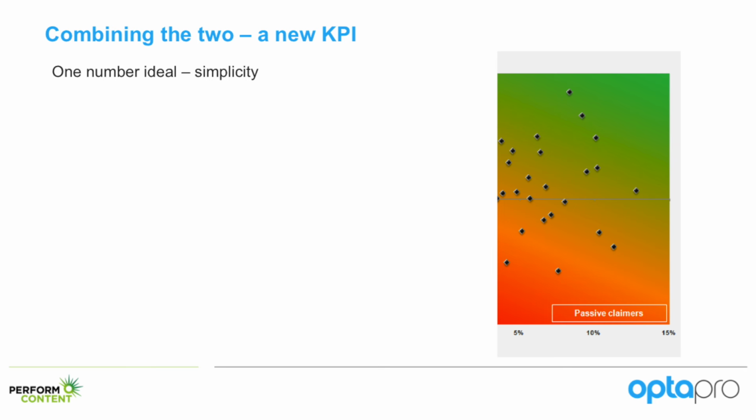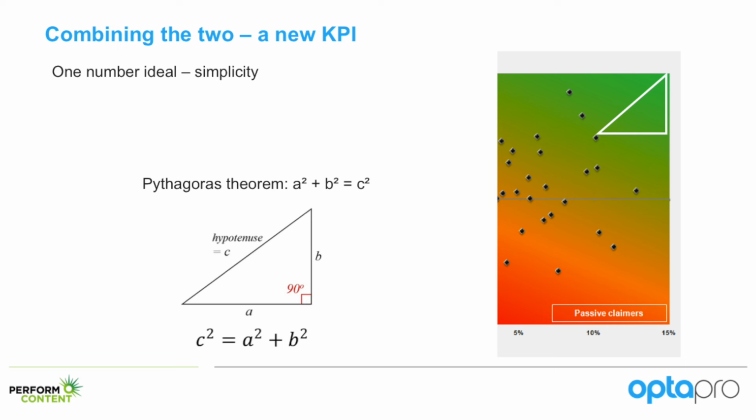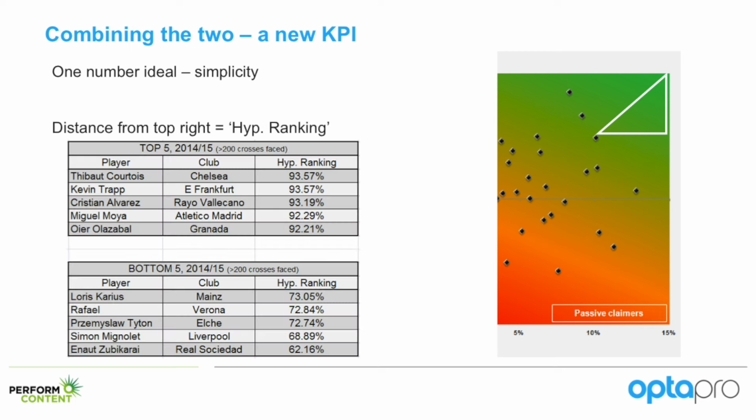Well, if this is just a chunk of that graph, and we want to measure how far away each keeper is from the very top right of the graph, where they'd be off the chart in terms of aggression and claim proficiency, we can just do this using basic GCSE maths to test the distance, the length of the hypotenuse. So we can essentially come up with a hypotenuse ranking, height ranking for short. This is how the keepers rank from Courtois and Trapp right up at the top to Mignolet and Zubakai right at the bottom out of the 88 strong sample.